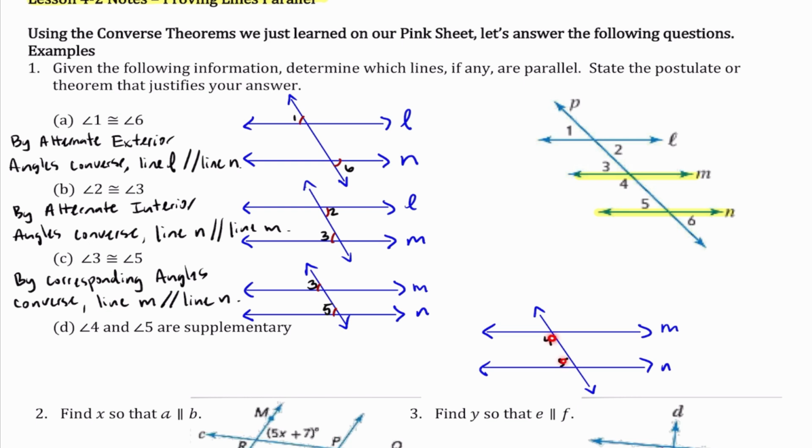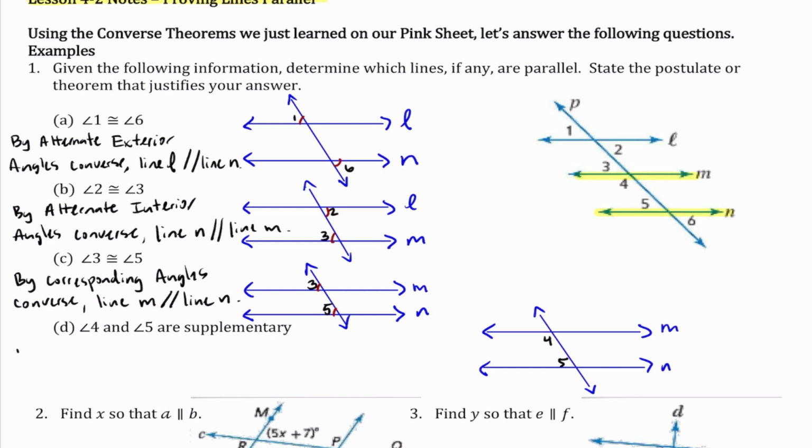Notice that these two angles are inside of the two lines and they are on the same side of the transversal. These two angles are supplementary, stated by 1D. So, what can you tell me about these two lines here? By the same side interior angles converse, if two lines are cut by a transversal and same side interior angles are supplementary, then the lines are parallel.